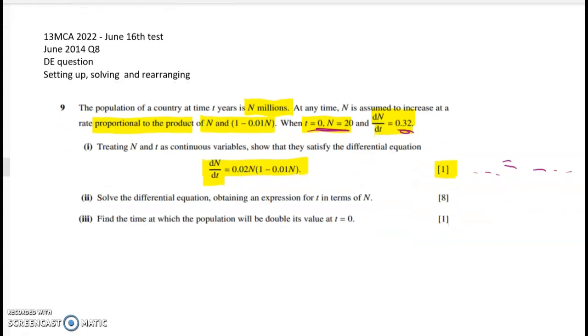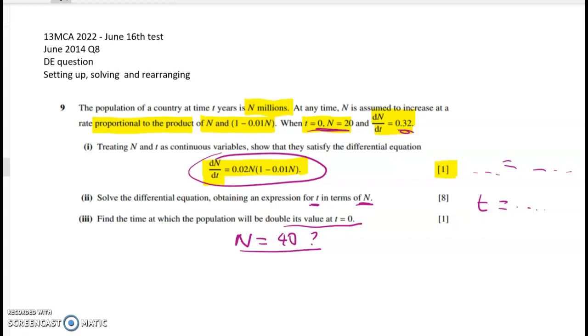Right, okay, next we have to solve the DE. So we'll be using separating the variables in there. And then we have to get an expression for t in terms of n, right? Not n in terms of t. So we want to make t the subject, so t equals blah, blah, blah. And then we have to figure out when the population will be double its value at t equals 0. In other words, we have to find out when is n equal to 40.